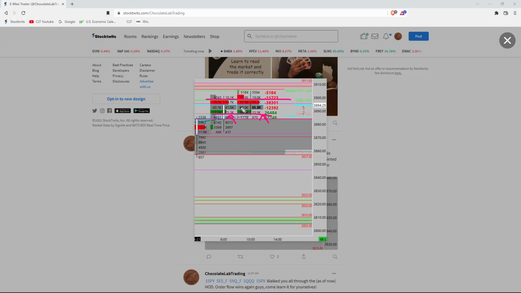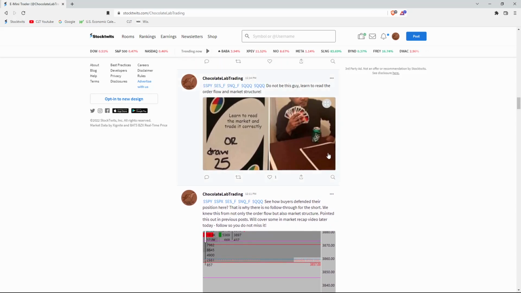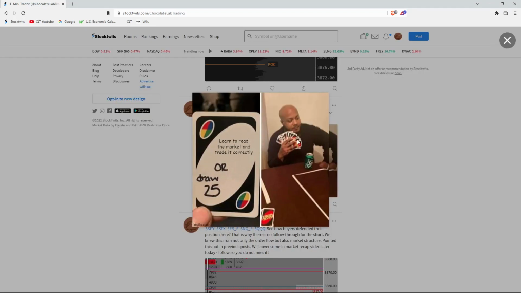So what did we see? This new 4-hour opened, dipped down into the high volume area they held. We see great bid exhaustion with almost 34,000 contracts done over 1,100. I just posted this to be funny, but learn to read the market and trade it correctly.